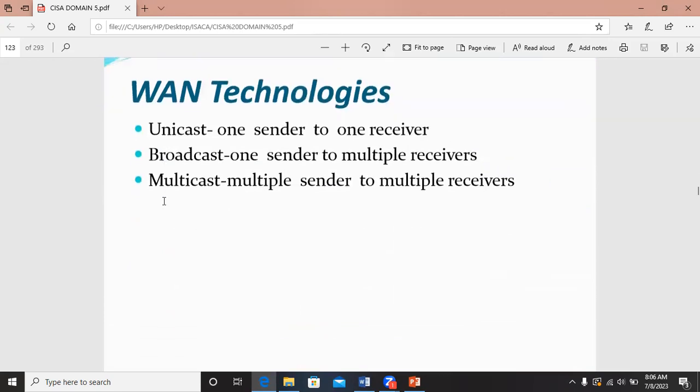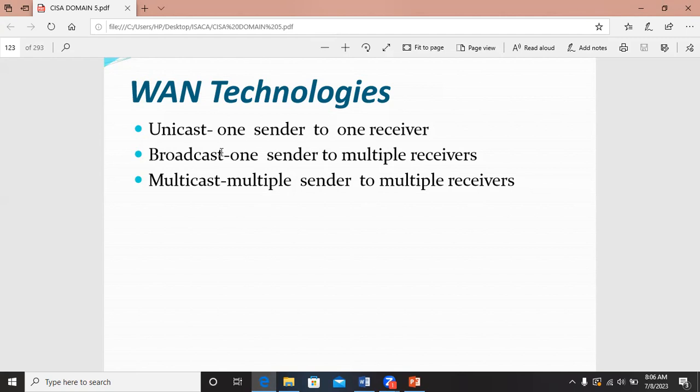There are some terminologies you can be hearing: unicast. What is unicast? That means in a wide area network, one sender is sending to only one receiver. You have broadcast, which is more common: one sender is sending to multiple receivers. Like what we are doing now is broadcast. If I speak, every one of you is hearing me. If any one of you speaks, all of us will hear you at the same time. So that is broadcast.